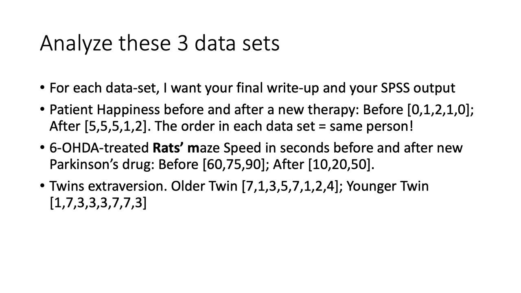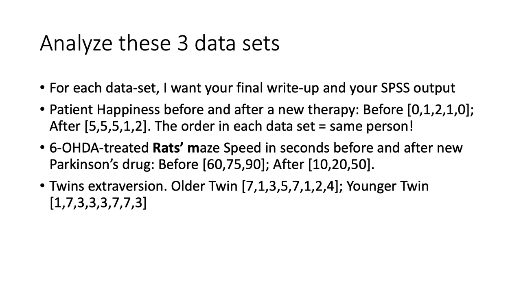So you want to analyze these 3 data sets. For each data set, I want your final write-up in your SPSS output. Patient happiness before and after new therapy. What do we expect? We expect that patients are happier after a new therapy than before. The order of numbers in this data set equals the same person. So the first observation in the first data set is the same person as the first observation in the second data set. Participant 2 is the second observation, participant 3, 4, and 5.